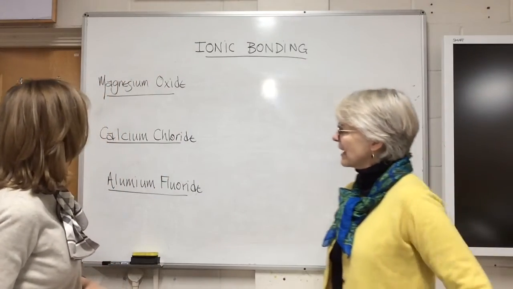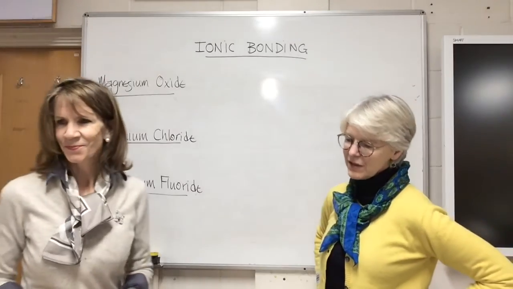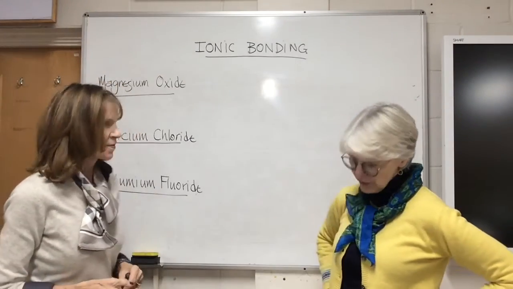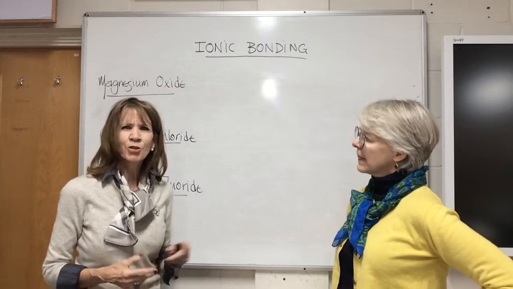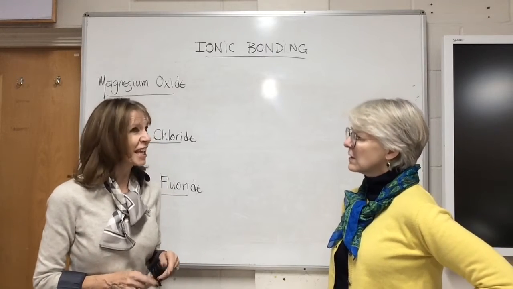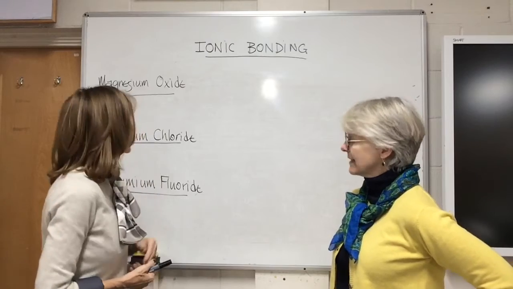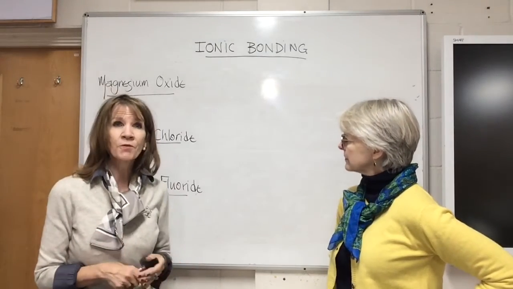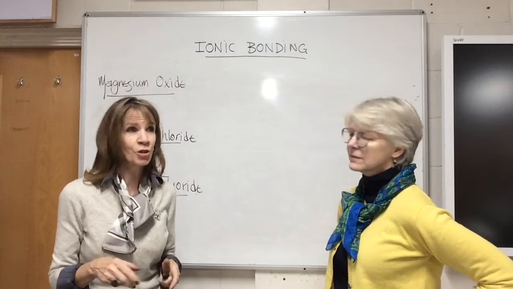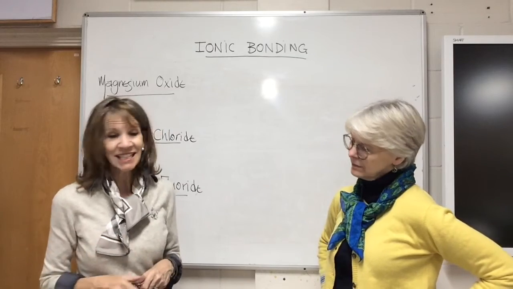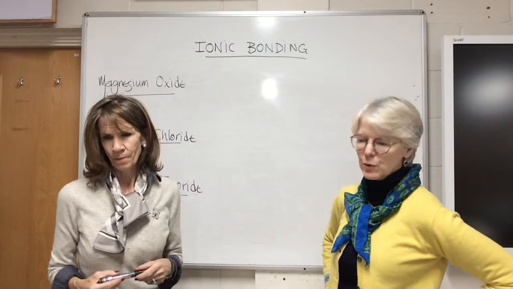Let's have a look at calcium chloride. Let's do the same with calcium chloride. So calcium's in group 2. Excellent. And it has an atomic number 20, but it's 2, 8, 8, 2. 2 electrons in the outer shell. What about the chloride? Chloride comes from chlorine, that's group 7, and has 7 electrons in the outer shell, and it's 2, 8, 7.